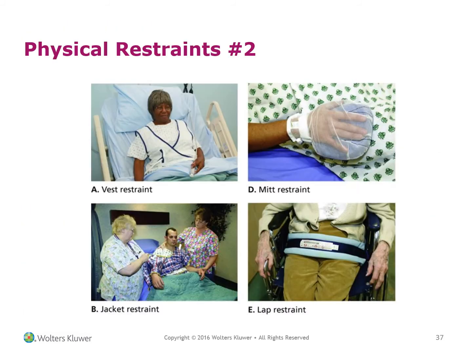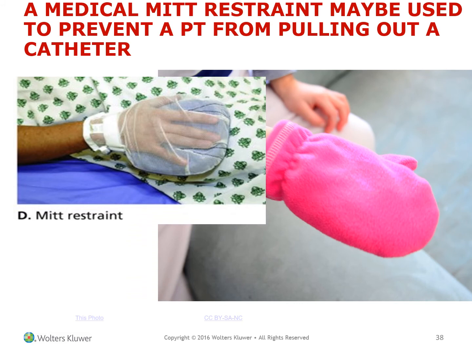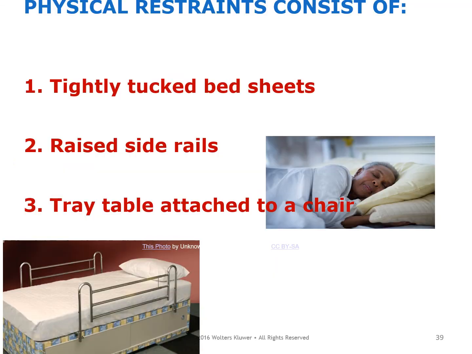Here are some illustrations of restraints: mitt restraint, vest restraint, jacket restraint, and lap restraint. They may vary from facility to facility. A medical mitt restraint may be used to prevent a patient from pulling out a catheter. Physical restraints consist of tightly tucked bed sheets, raised side rails when there is no order (check with your facility policy), and a tray table attached to a chair.